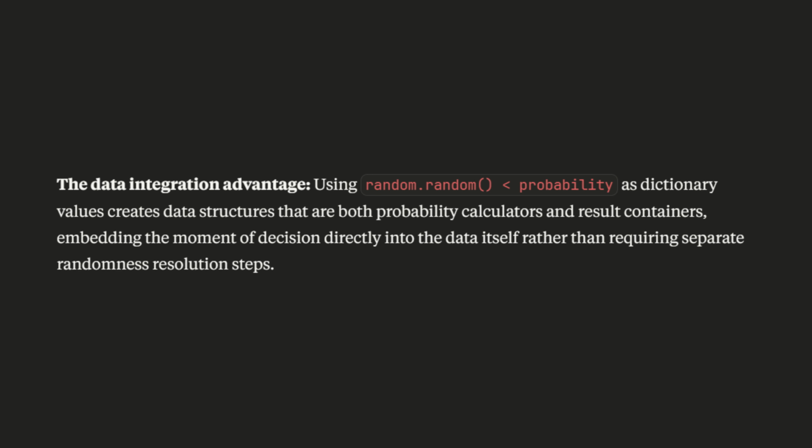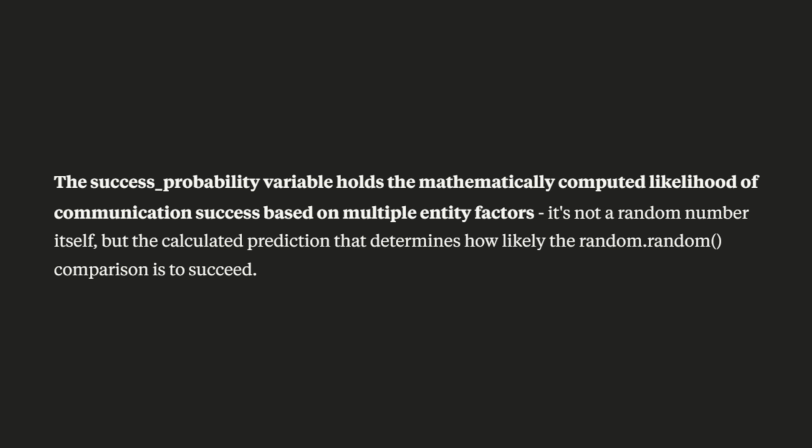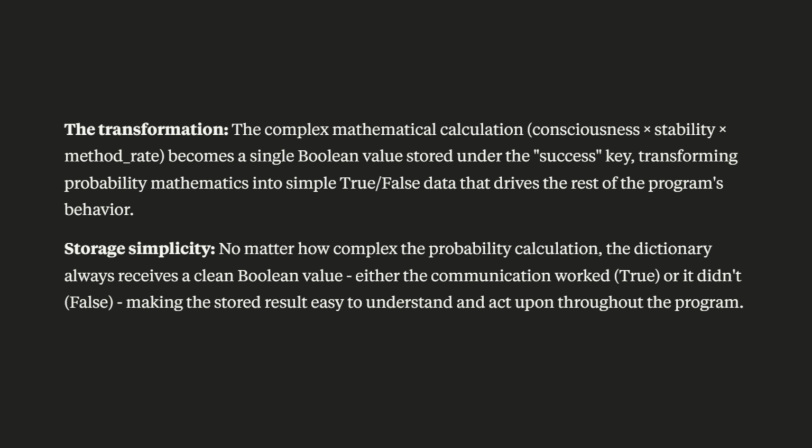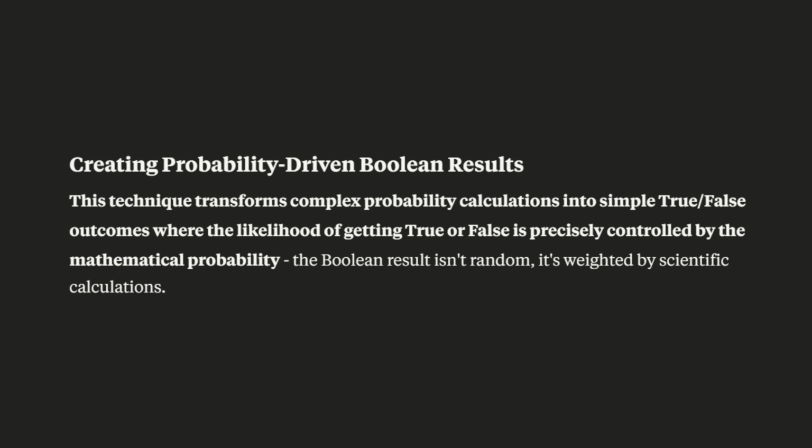So we already know random.random generates a random number between 0.0 and 1.0, and success_probability contains our calculated probability. So then the comparison of these two, it could be 0.3 is less than 0.7, could evaluate to true. So then the dictionary becomes success is the key and True is the value as stored in our dictionary. This creates probability-driven Boolean results stored as data.